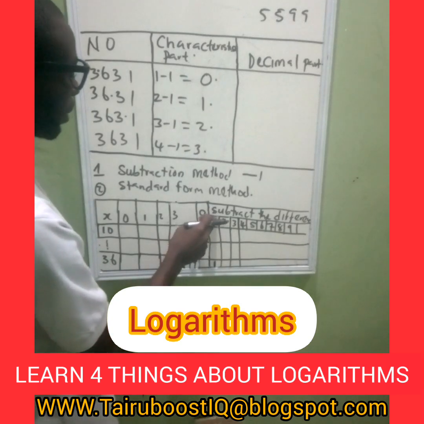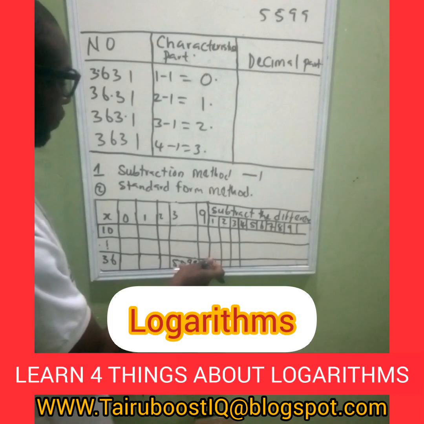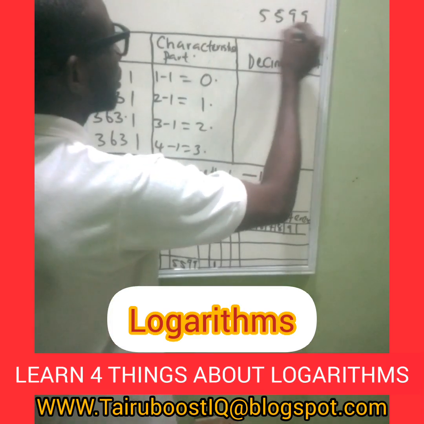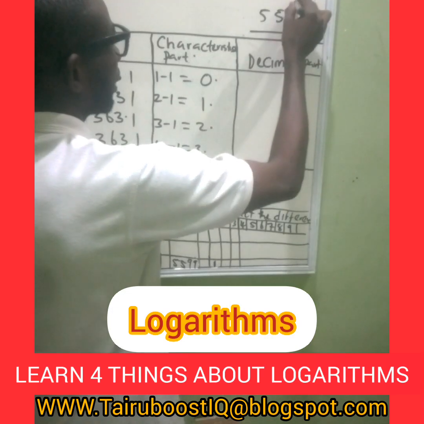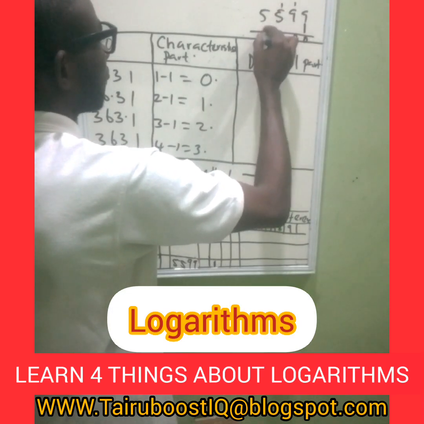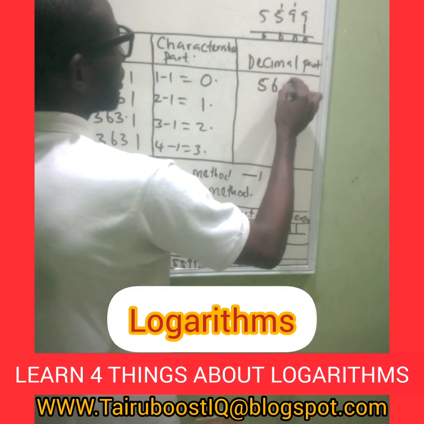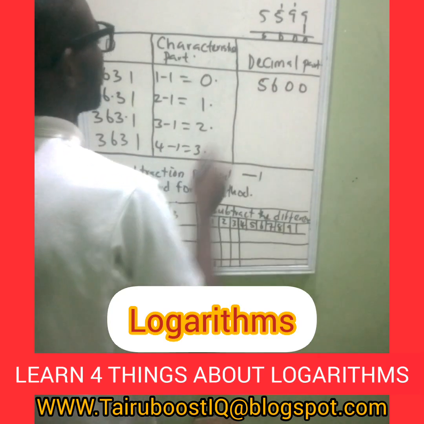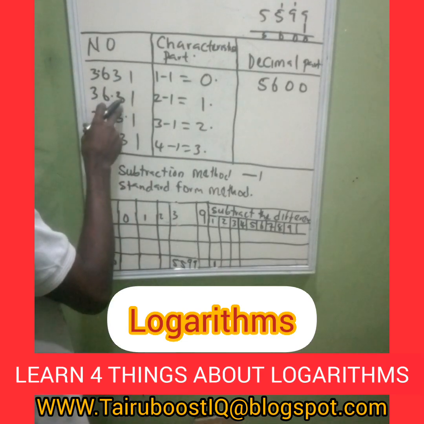Now difference 1. When you go to the difference under 3 that matches that 36, what can you see? Difference 1 is 1. You now add this number together. So 1 plus 9 plus 1 will give us 11, write down 1, carry 1. This one will now be 6 and 56. So that means the decimal part is 56.5600.